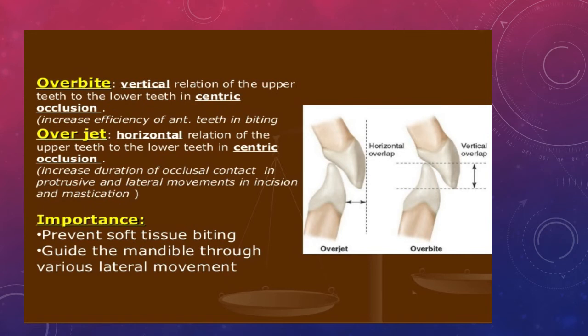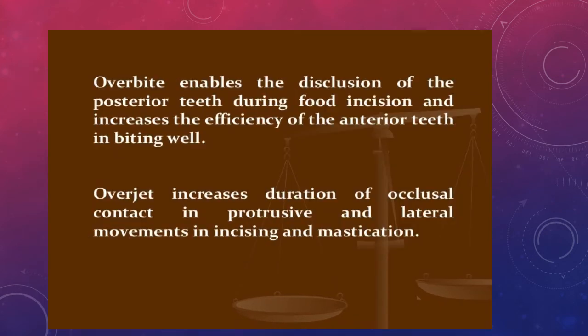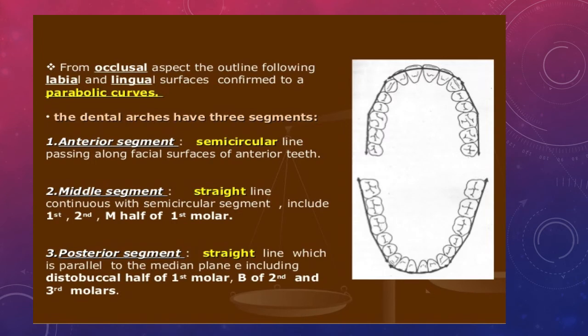Importance: prevention of teeth biting due to mandibular movement through various lateral movements. Overbite enables the disclusion of the posterior teeth during incision and increases the effectiveness of the anterior teeth in biting. Overjet increases the duration of occlusal contact in protrusive and lateral movements in incising and mastication. From the occlusal aspect, the outline following the labial and lingual surfaces conforms to a parabolic curve.